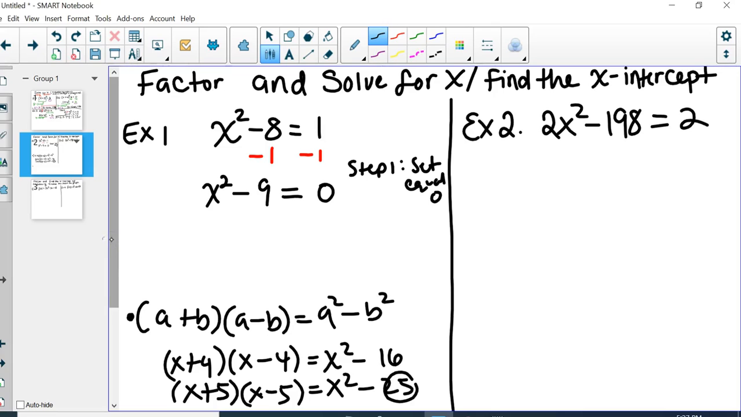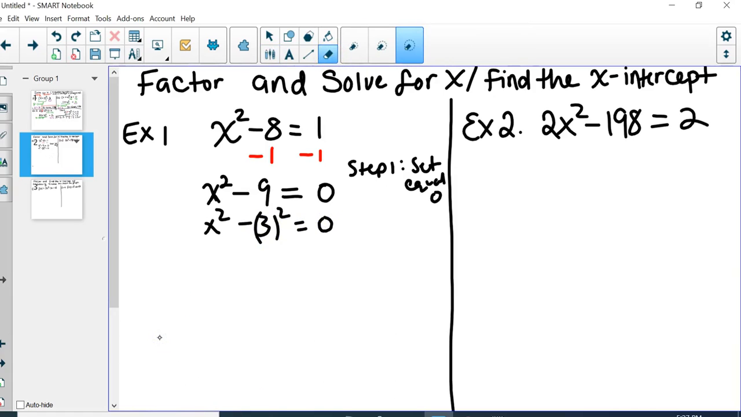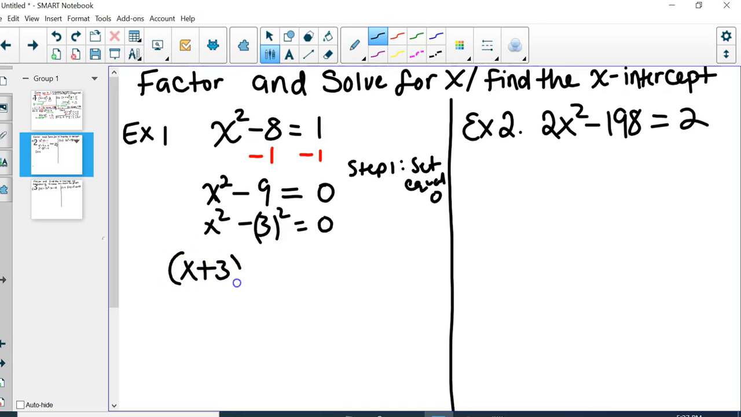So we have x squared minus 9 equals 0. 9 is the same thing as 3 squared. So this means x squared minus 3 squared equals 0. This is going to factor into x plus 3 times x minus 3. So x squared minus 9 is the same thing as x plus 3 times x minus 3 equals 0. Once you've done that, you're done factoring. So here are my factors, x plus 3 and x minus 3.